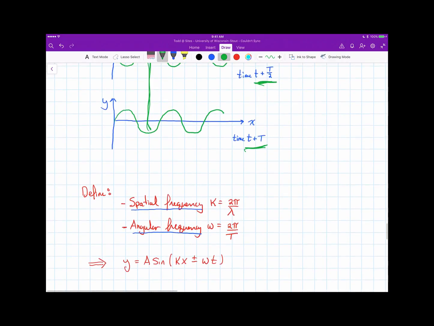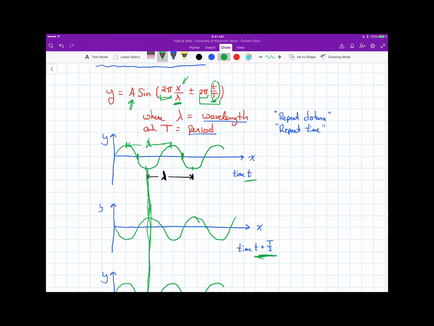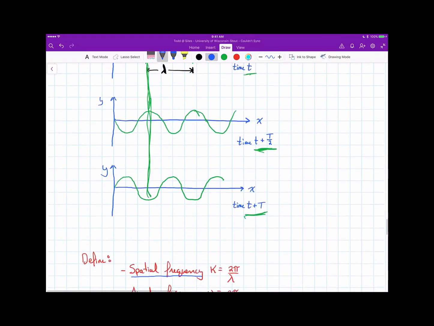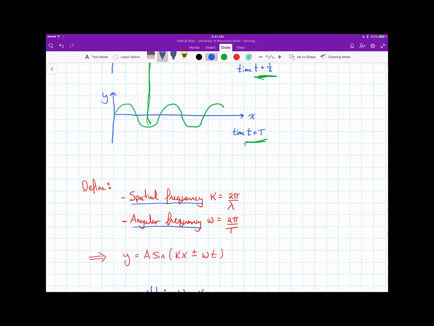A couple of things we need to define. The spatial frequency, k, is defined as 2 pi over lambda, and that's essentially coming from the fact that in our equation, we're going to combine 2 pi and lambda right here. We're also going to do the same thing with 2 pi and T there. So our spatial frequency k is 2 pi over lambda. Our angular frequency omega is 2 pi over the period. So with these definitions, then we can go ahead and rewrite our wave like this.